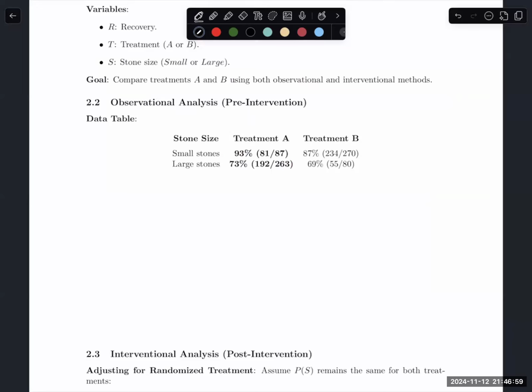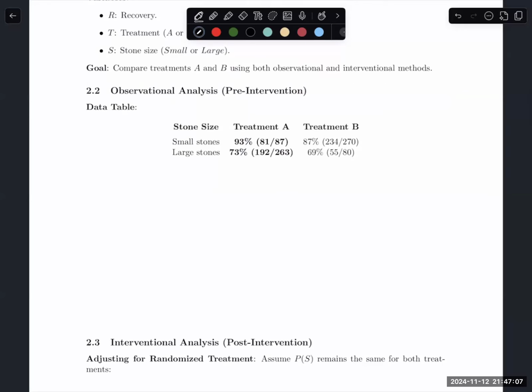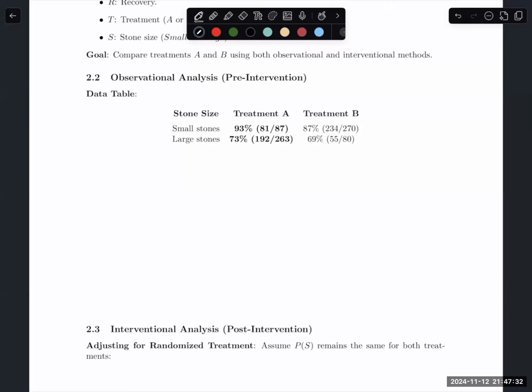So we have the success rate and the group proportion in the data for the different treatments and stone sizes. For treatment A, the success rate is approximately 93% with a small stone size and 73% for a large stone size. For treatment B, the success rate is 87% for small stones and 69% for large stones. Using these numbers, we can calculate the overall recovery probability for both treatments.